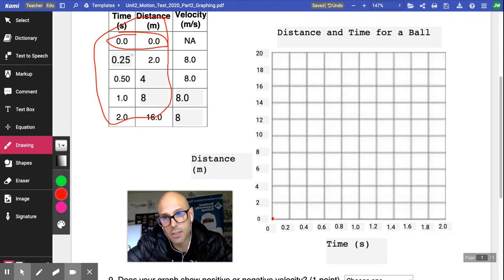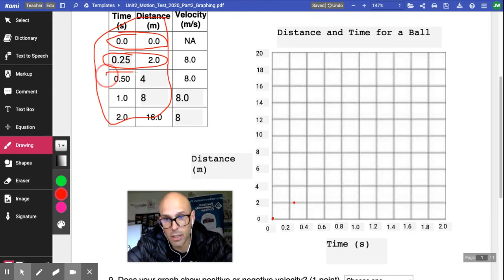Now we're going to go 0.25 for time and 2.0 for distance. So I'm going to go over to 0.25 for the time. Now I'm going to go up to 2 meters. So that data point represents 0.25 for the time, 2 meters for the distance.